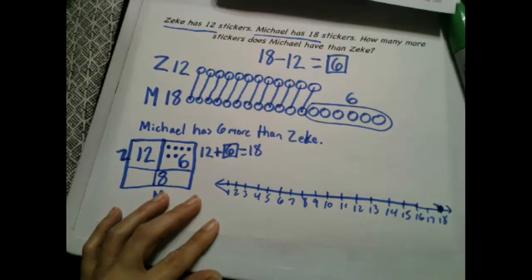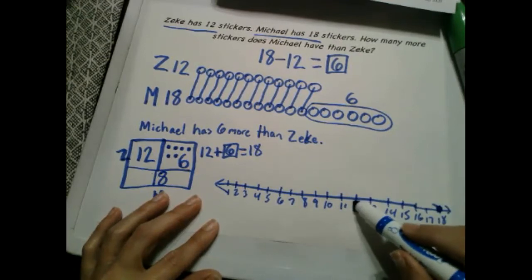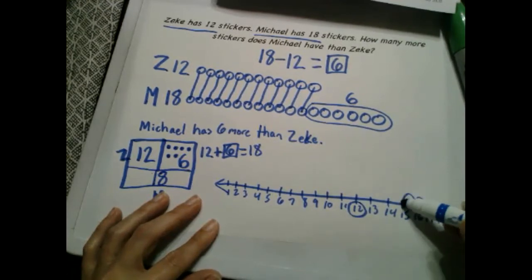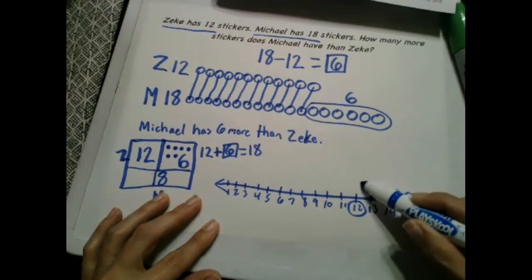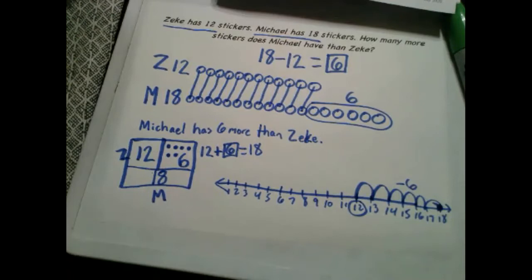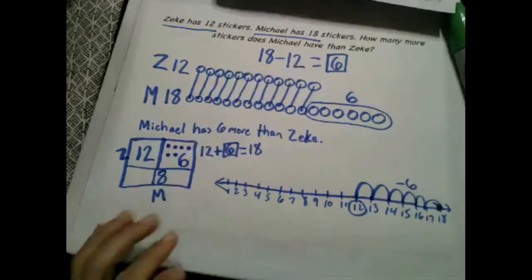And I want to find the difference between 12 and 18. So I can hop back until I get to my 12. And I'm going to go ahead and circle that so I know that's where I'm going to stop. 1, 2, 3, 4, 5, 6. So 18 minus 6 equals 12.